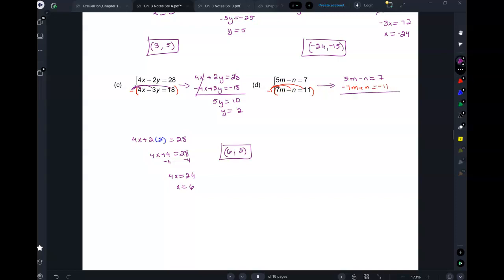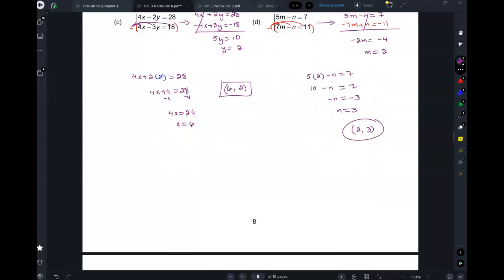Often students will forget the second and the third. So the n's go away. Negative 2m is equal to negative 4. M is 2. Okay, let's use the first equation again. 5 times m, which is 2, minus n equals 7. 10 minus n equals 7. Negative n equals negative 3. N is 3. And if it's m and n, we have to go in alphabetical order: 2, comma, 3.